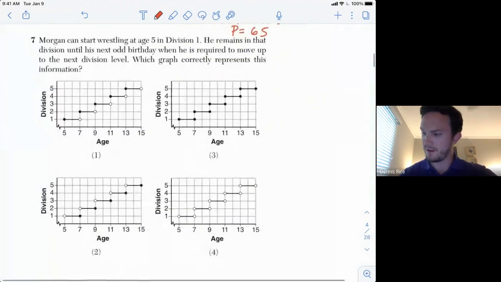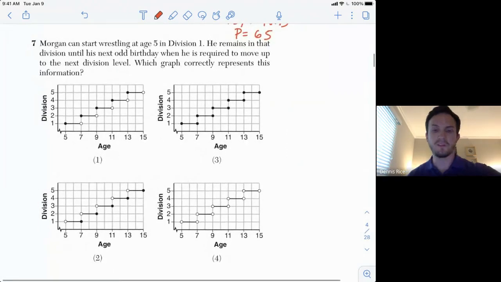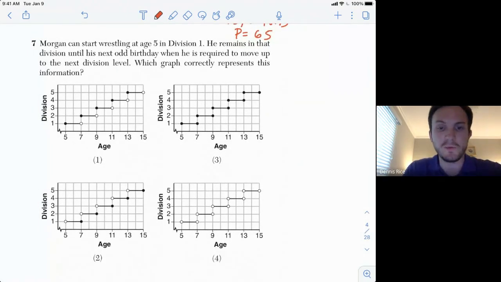All right, these are called step functions. They're piecewise, but they're more specifically called step functions because they look like a staircase. Morgan can start wrestling at age 5. He remains in that division until his next odd birthday when he's required to move up to the next division level. So every other year, he moves up. Which graph correctly represents this information? At age 5, we want him in division 1, but then every 2 years after that, he bumps up to the next division.